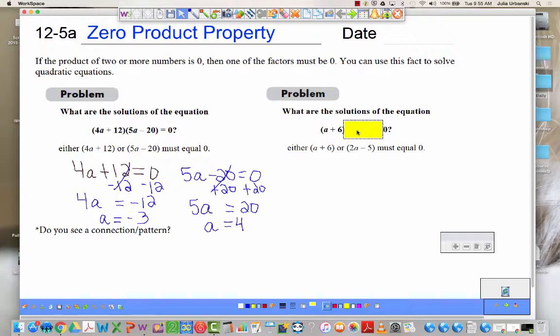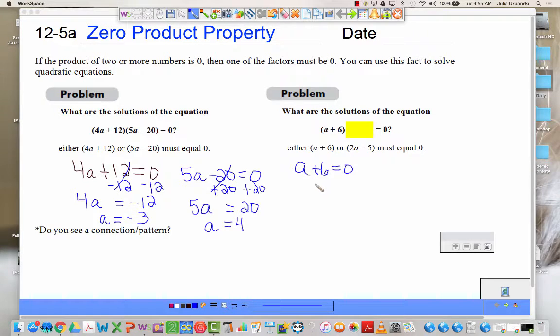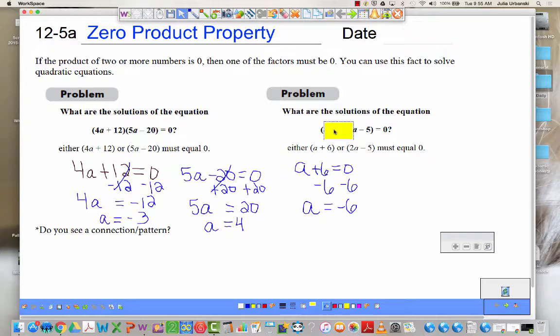Split these two sets of parentheses up and look at each one individually. First of all, make your a plus 6 equal to 0. A plus 6 equals 0. And you solve that. Subtract 6 from both sides. Some of you can do that in your head. You get a equals negative 6. The next set of parentheses, though, 2a minus 5. 2a minus 5, and that also equals 0.